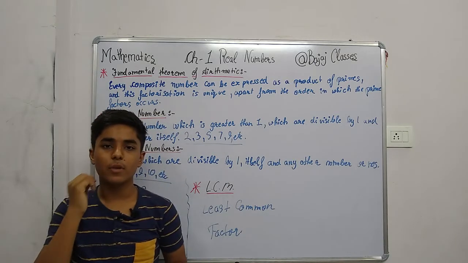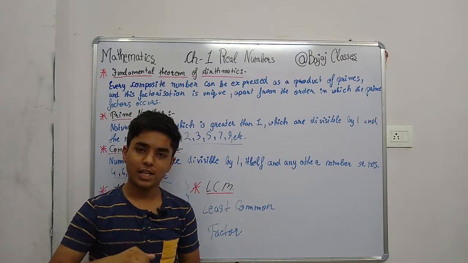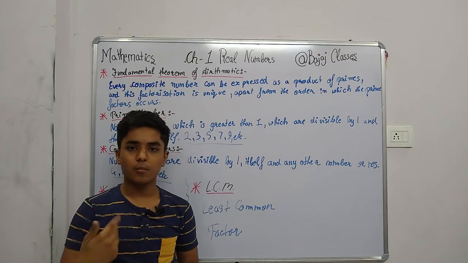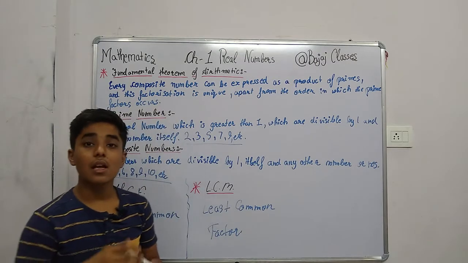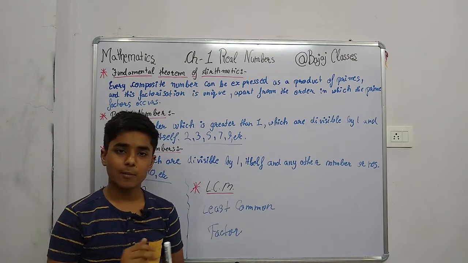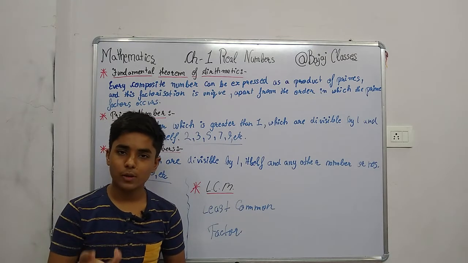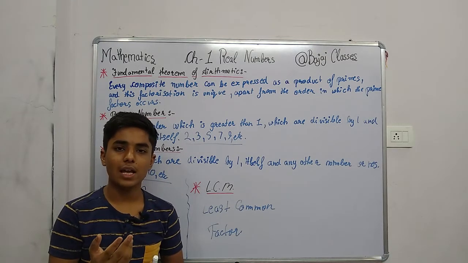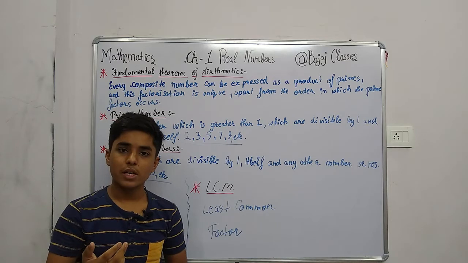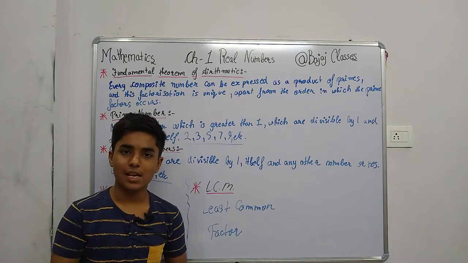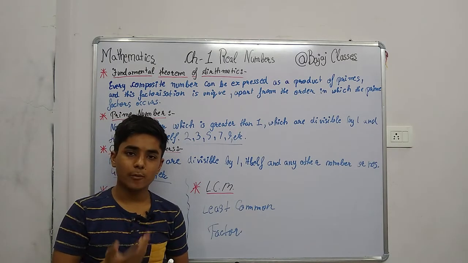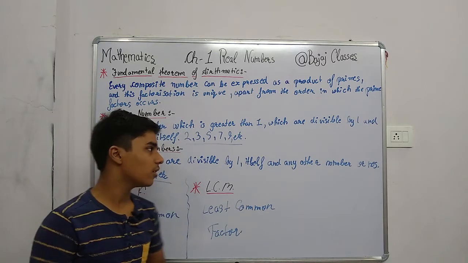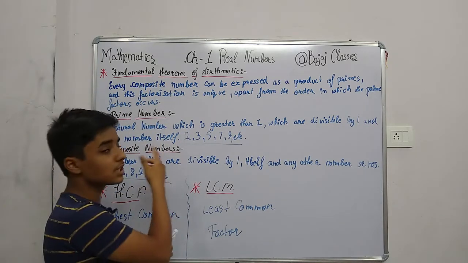So what are prime numbers? A number which is only divisible by 1 and by itself, like 2. 2 can only be divided by 1 and 2. We will take a bigger example like 11. 11 can only be divided by 1 and by 11. It cannot be divided by 3, 2, 4, 7, etc. So these are prime numbers.